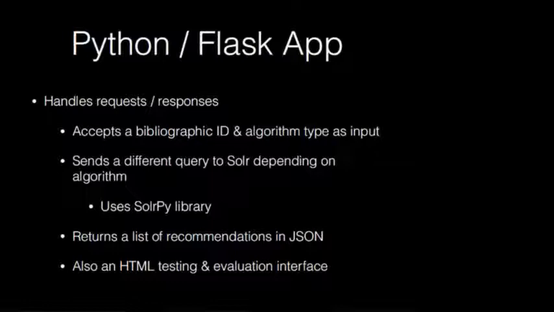From there, it just sends a different query to Solr. Depending on the algorithm, it queries a different field depending on which one we're looking at. That uses the SolrPy library. After we get the response back from Solr, it returns a list of bibliographic IDs of recommendations in JSON format. And we also built an HTML testing and evaluation interface to see how they work, and how it was ranking things, and I'll show you that in a second.